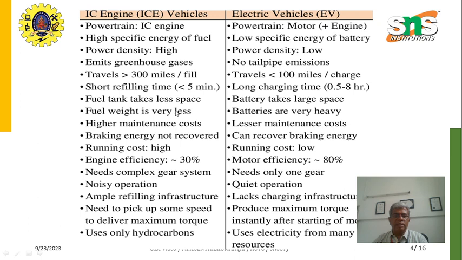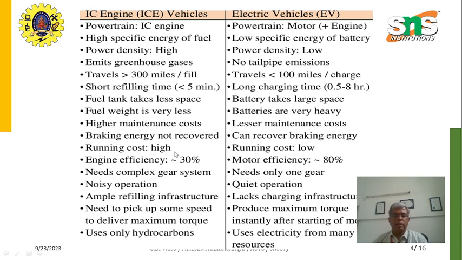Fuel tanks take less space. Here the battery takes a large space. Fuel weight is very low and batteries are heavy. The IC engine has higher maintenance cost because the moving parts are many. Here there is lesser maintenance because the motor operates on a very simple basic mechanism. Braking energy is not recovered in the IC engine, whereas in the electric vehicle the regenerative braking technique is used to get braking energy, which is stored in the battery for further running.